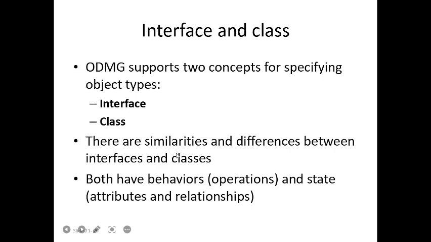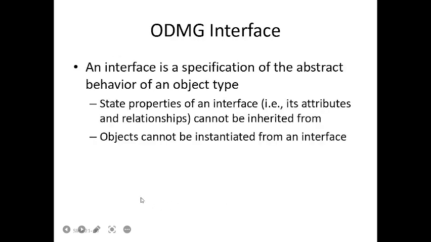As we saw, ODMG supports two concepts for specifying object types, that is interface and class. There are similarities and differences between interfaces and classes. Both have behaviors and state, that is attributes and relationships. The ODMG interface is a specification of the abstract behavior of an object type. The state properties of an interface, that is its attributes and relationships, cannot be inherited. And objects cannot be instantiated from an interface.